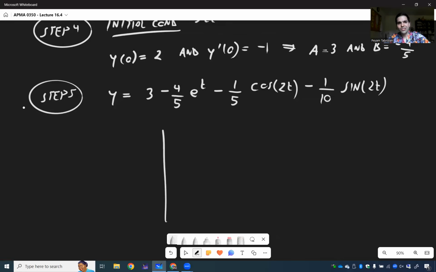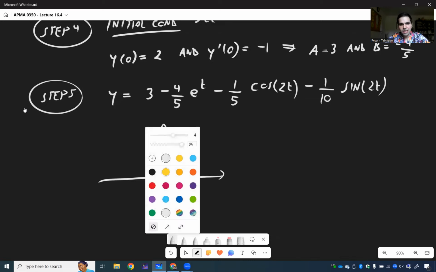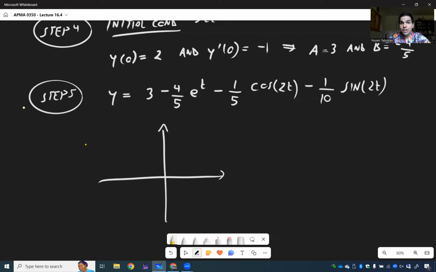If you want to see what the solution looks like, it's quite interesting because it first seems to oscillate like cosine and sine because the exponential term is very small. But then because this e to the t goes to infinity as t gets large, the solution eventually goes to minus infinity. And we will see a cool application of this in terms of oscillation and damping in the next lecture.